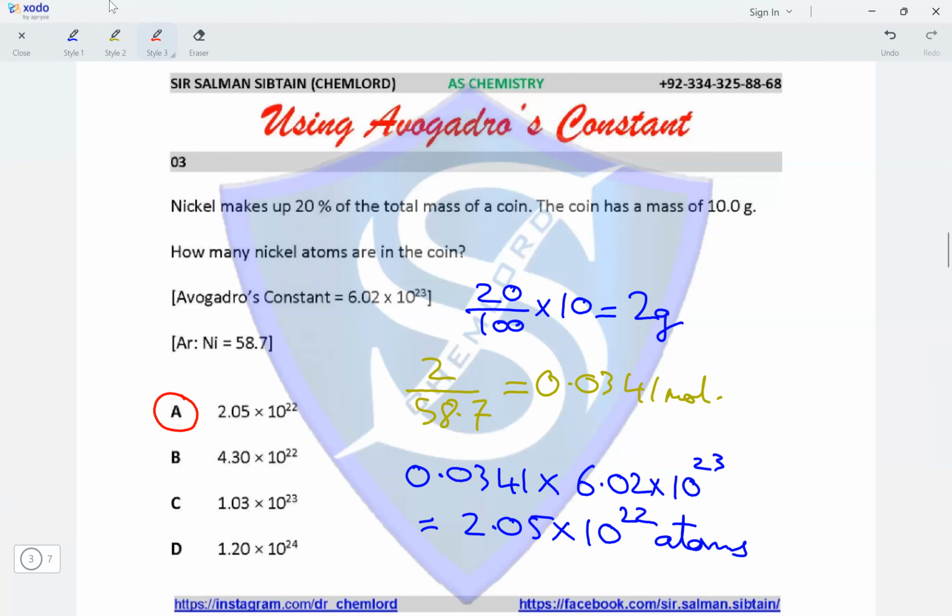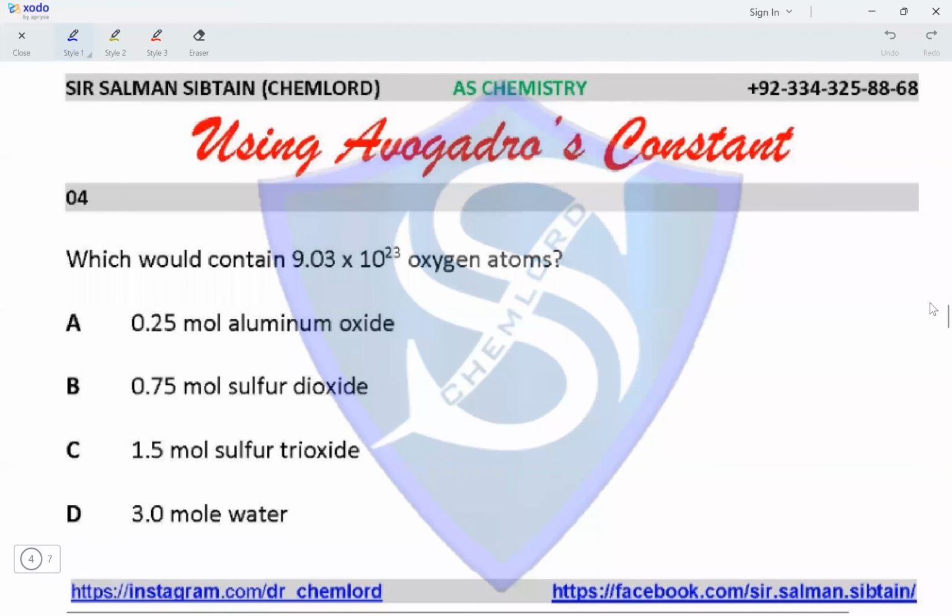Question 4. Which would contain 9.03 into 10 to the power 23 oxygen atoms. So the given options have different compounds in them. So first, let's write down the formula of the compounds.